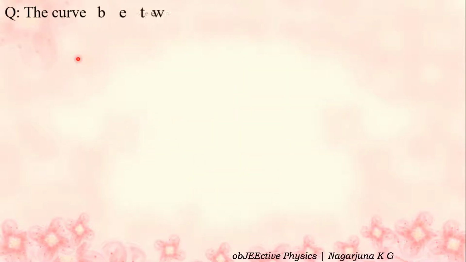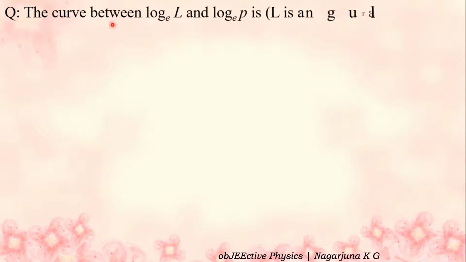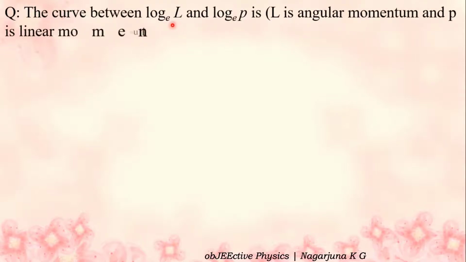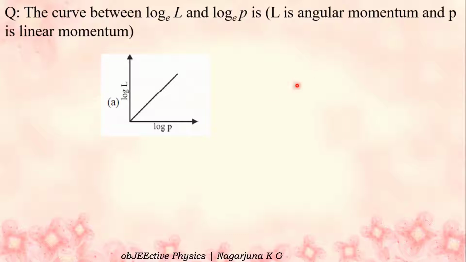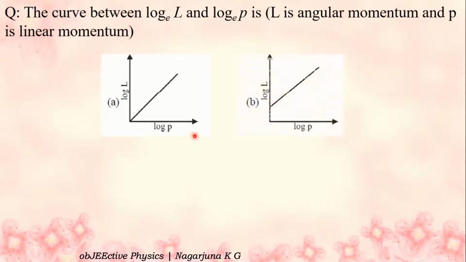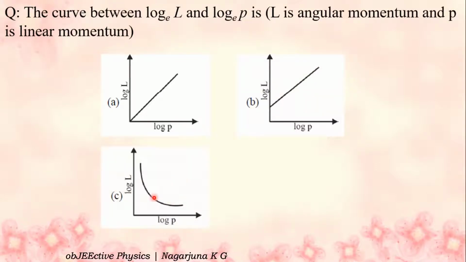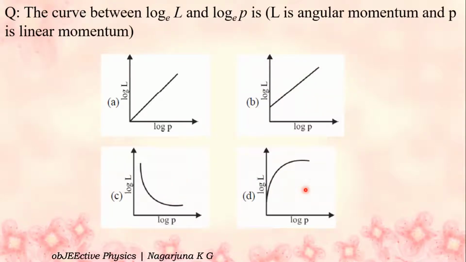Next question. The curve between log L base e and log P base e is, where capital L is angular momentum and P is linear momentum. Observe the graphs between log L and log P. Option A, option B, option C, and option D.